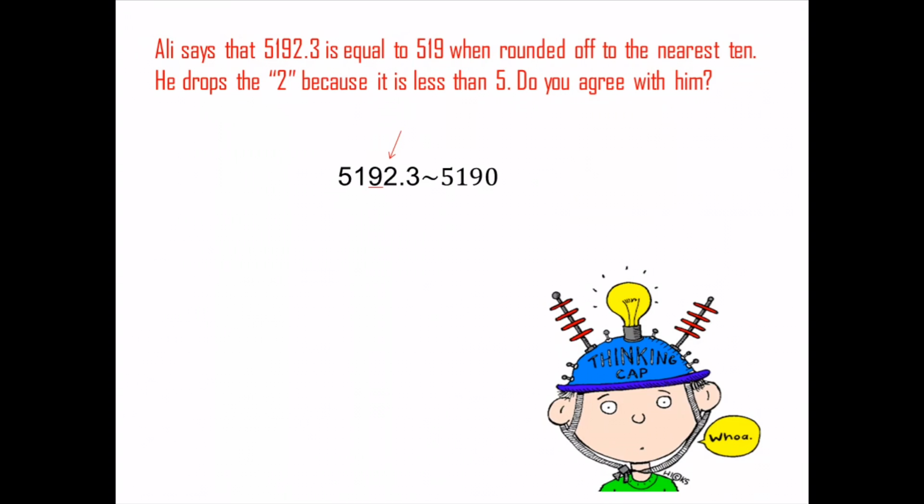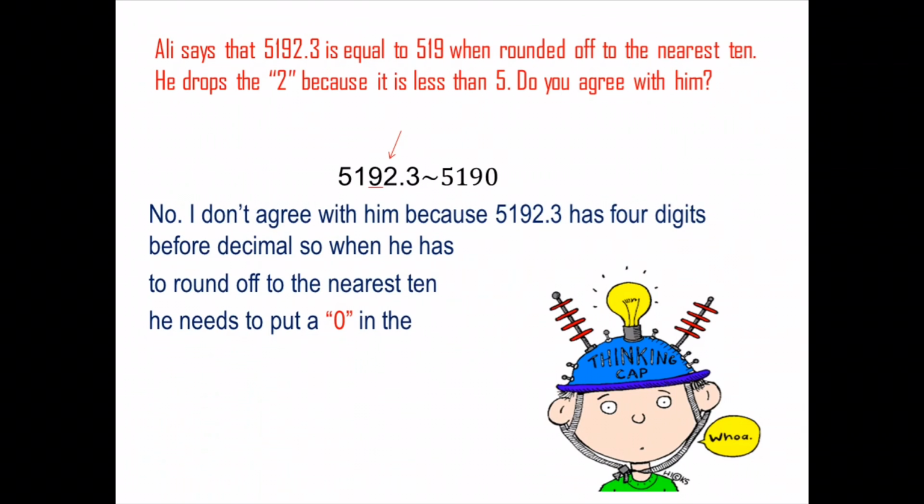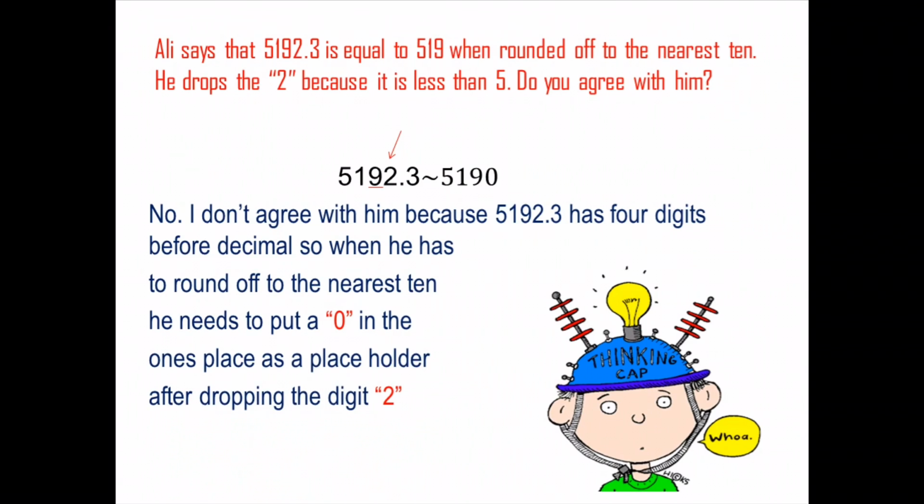So I don't agree with him because 5192.3 has 4 digits before the decimal. When he has to round off to the nearest 10, he needs to put a 0 in the ones place as a placeholder, and after dropping the digit 2, the answer will be 5192.3 approximately equal to 5190, which is approximated or rounded off to the nearest 10.